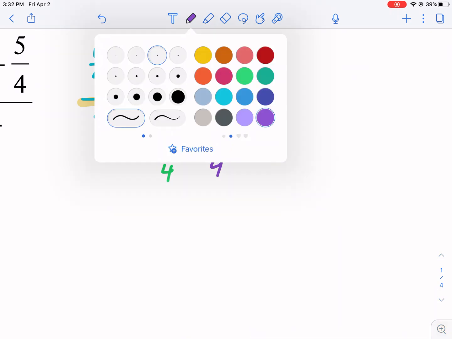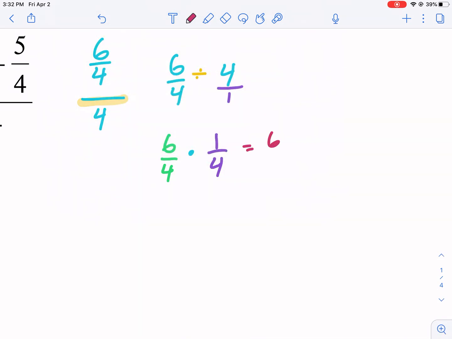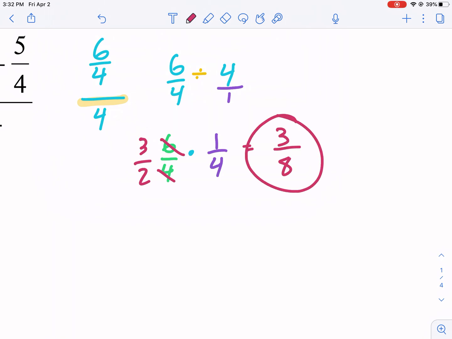Now when I simplify this, I get 6 over 16. Now technically what you could do is cross cancel or reduce before that, so I'm going to actually do that and show you how instead. So then we have 3 times 1 after I reduce it, over 8, 2 times 4. And that's my final answer, 3 over 8.